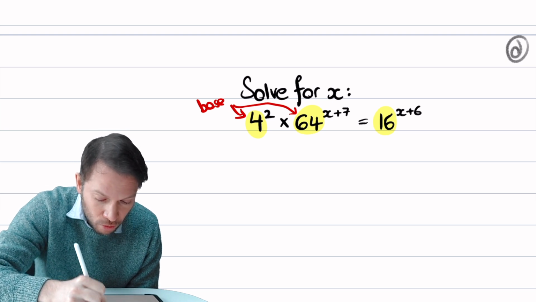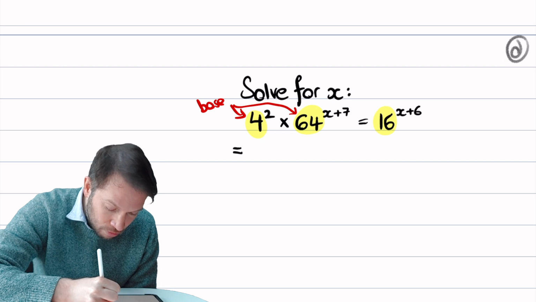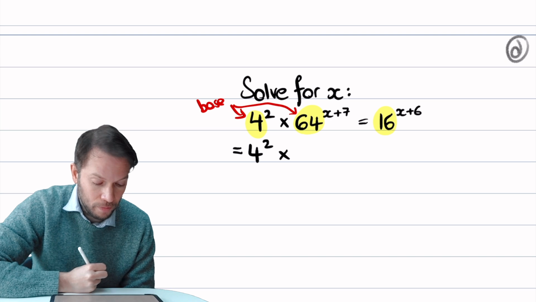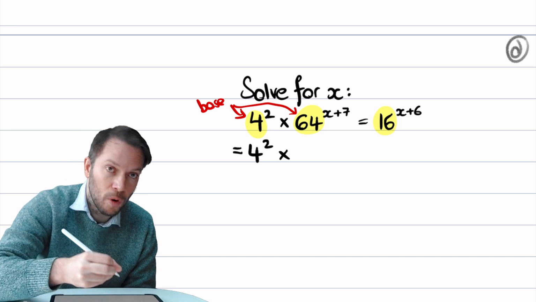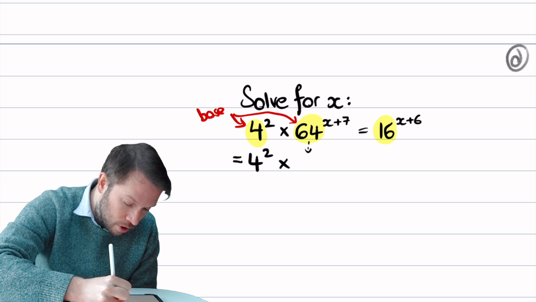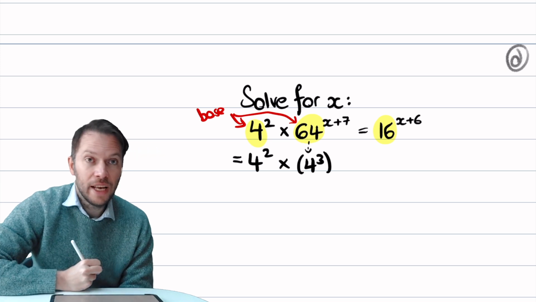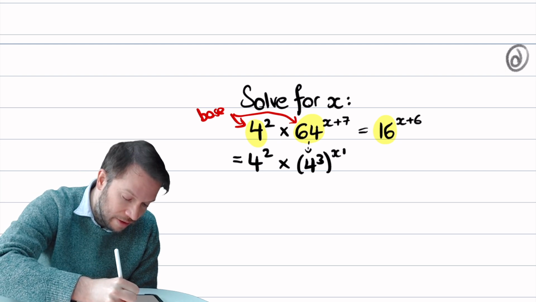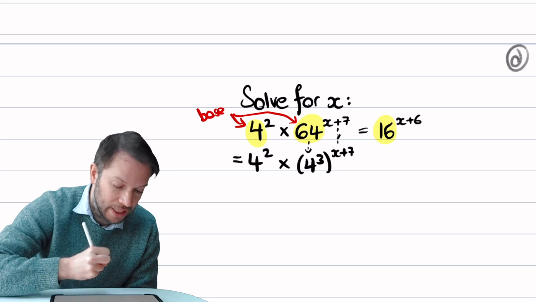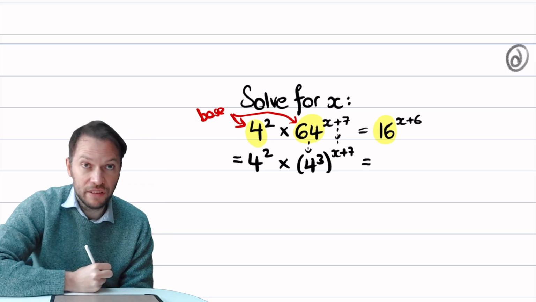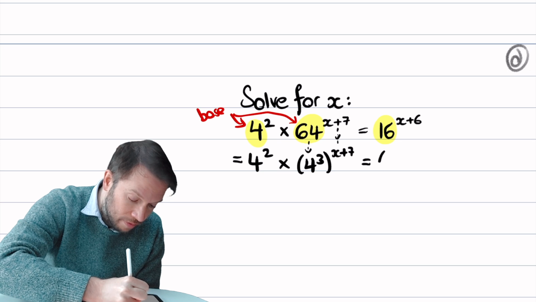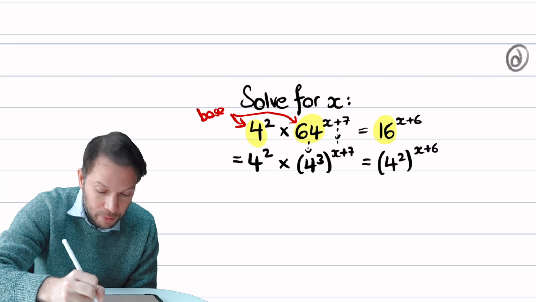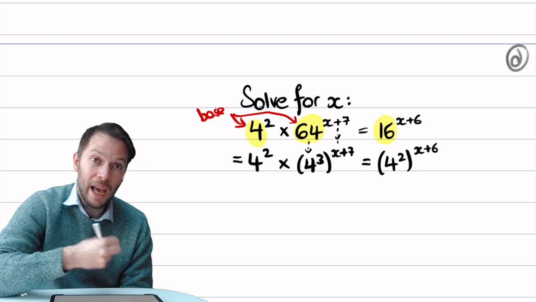So let's replace these all with powers of 4. This is already a power of 4, so we leave the 4 squared as it is. But the 64, let's write that as a power of 4. Well, 64 is 4 cubed. So we replace the 64 with 4 cubed in brackets, and the reason for the brackets is that we can then raise that 4 cubed to the power of x plus 7. And then 16, how can we write that as a power of 4? Well, it's 4 squared. So we put the 4 squared in brackets and that to the power of x plus 6.